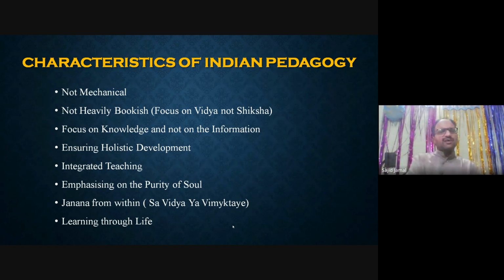Then coming to the third point, focus on knowledge and not on information. So what's the difference between information and knowledge, my friends? What's your opinion?